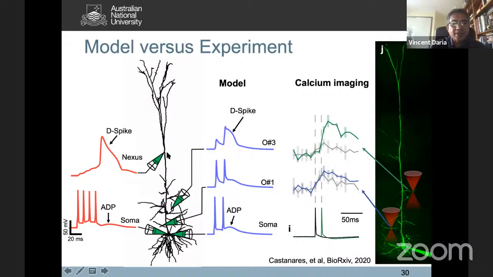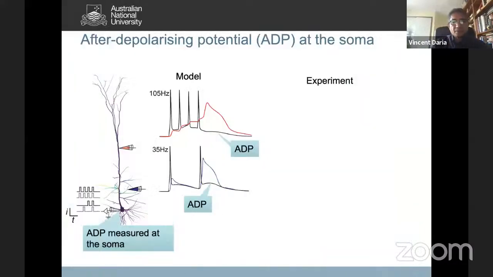This dendritic spike at the nexus, which was proposed by Matthew Larkum in 1999, can also be seen here as a voltage recording at the soma. Similarly, we can also look at the ADP in the dendritic spikes that we see in these oblique dendrites here. So the idea is that we're now looking at ADP, and we're not doing any calcium imaging now, because we can practically just look at the voltage recording at the soma using this electrode here.